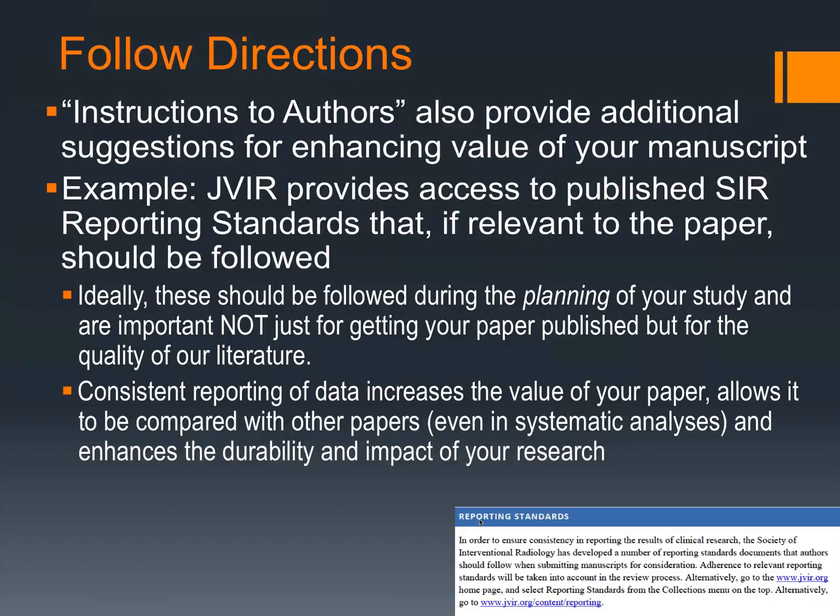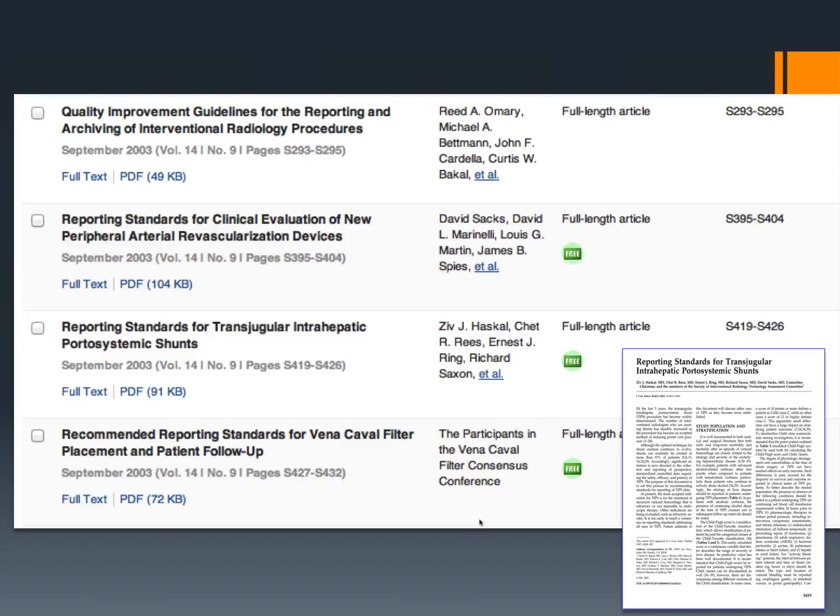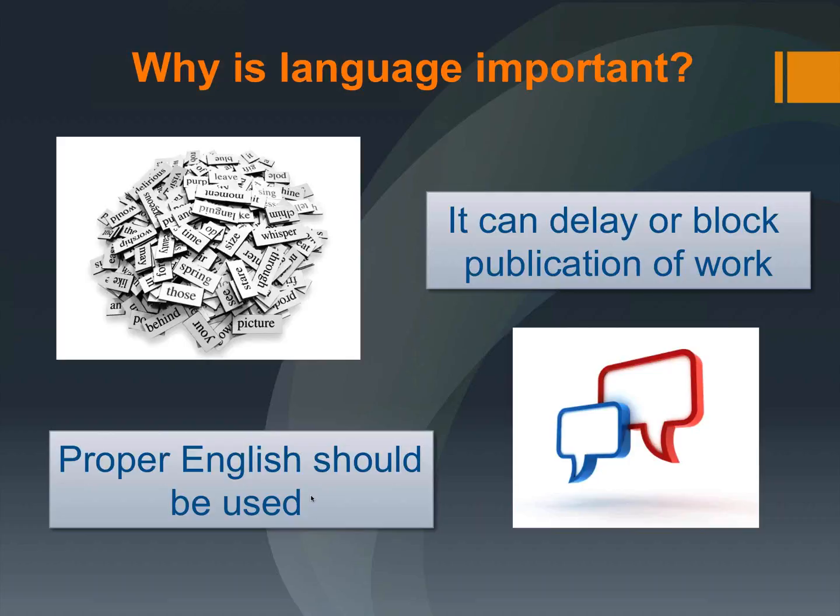So take a look at those and adhere to that journal's standards or the national standards. Same for complications, be they CTCAE or SIR standards or otherwise. It enhances the value of your paper over time, makes it potentially more durable. So there are lots of reporting standards and QI documents in JVIR, and other societies have them as well. Make sure that you're using the most important ones. They don't just have to be that journal's. What about language? Seems silly to say that language is important, but it's important at the first pass.